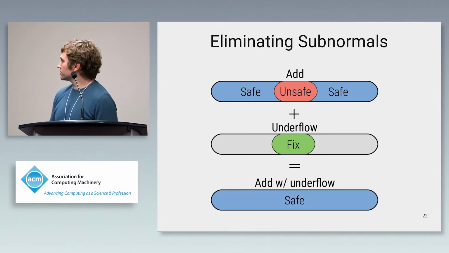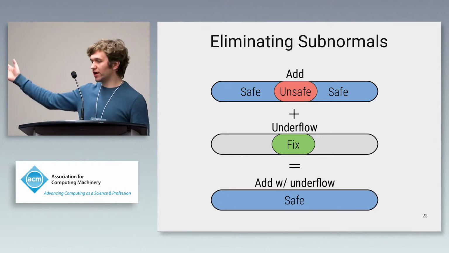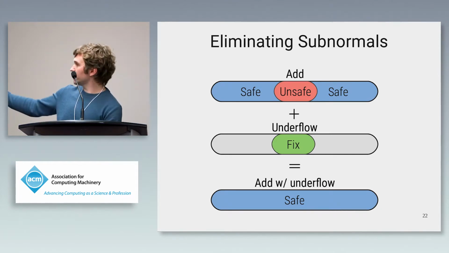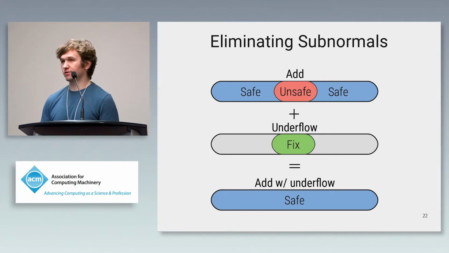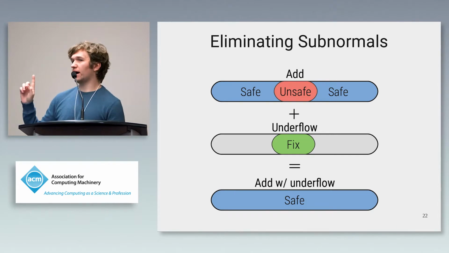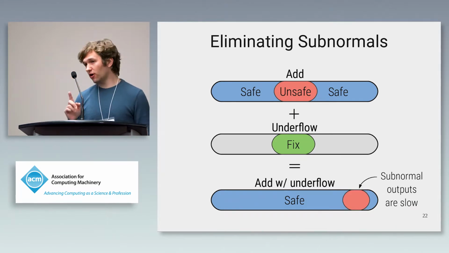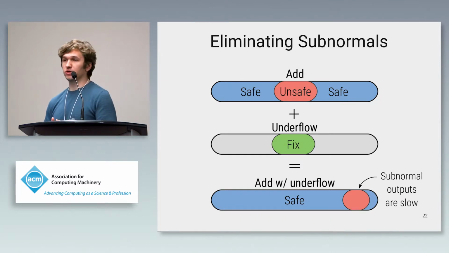People already do this. And to take a step back to think about it a little bit more abstractly, you can think about addition as being an operation that has some inputs, and some inputs here are safe. Some of the inputs here are unsafe, and we're trying to apply some type of fix. And in this case, this fix is underflow that addresses those sets of dangerous inputs. And as a result, we would get some addition with underflow operation that emulates addition, but is safe on the entire range here. But there's something I've missed, which is subnormals are very special in that they are also slow if you get them as outputs.